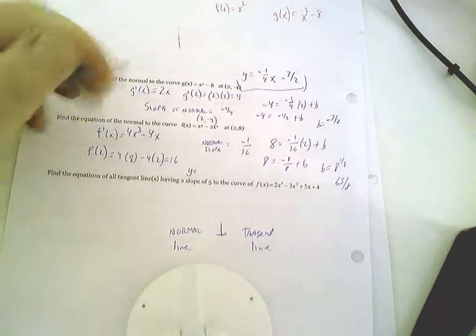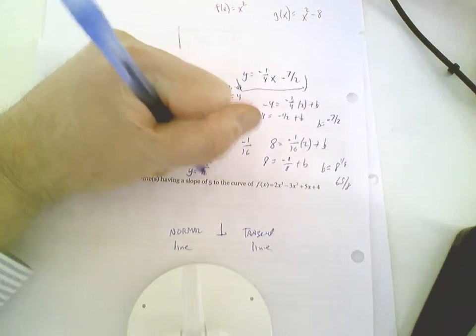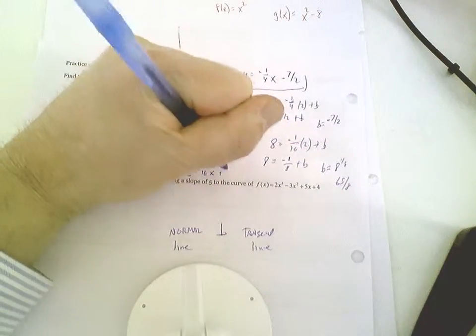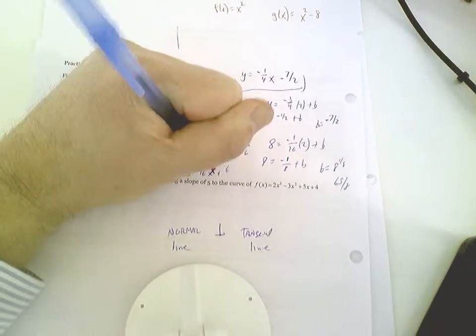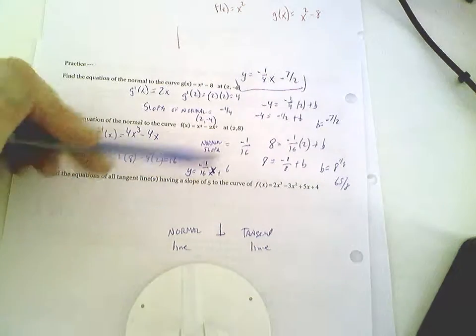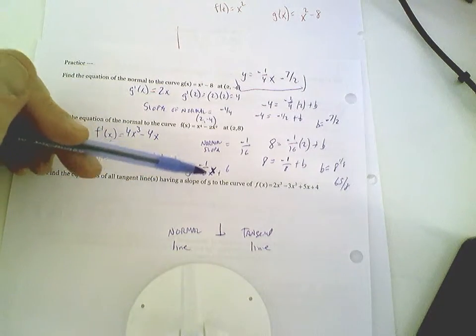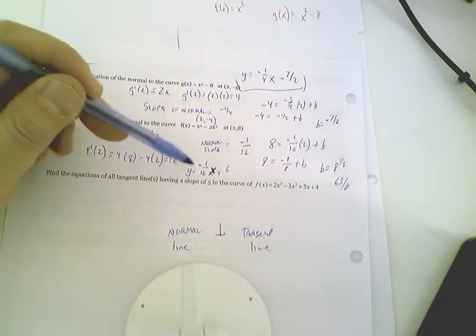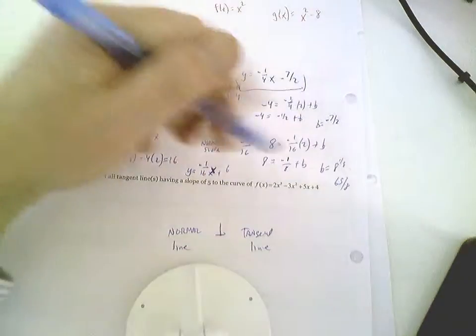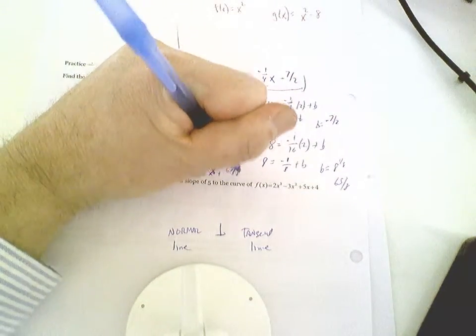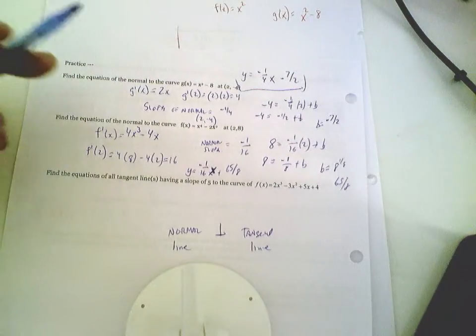What's my equation? y equals negative 1/16 x plus, oops, let me put my x up here. Negative 1/16 times x. I don't want you to think that the x is down in the denominator, so I apologize there. Negative 1/16 times x plus 65/8, and I am solved.